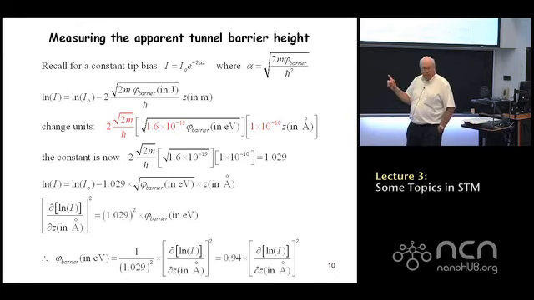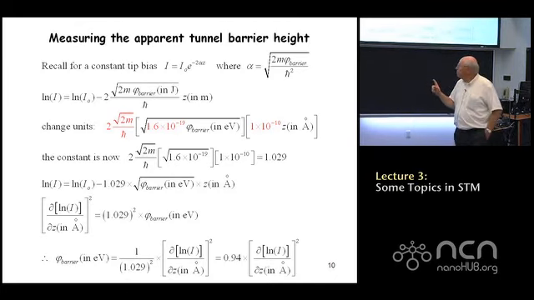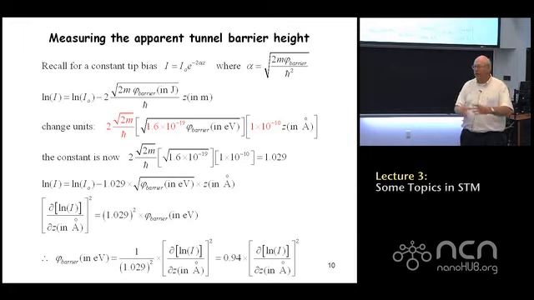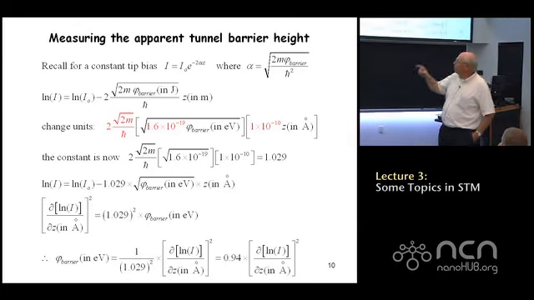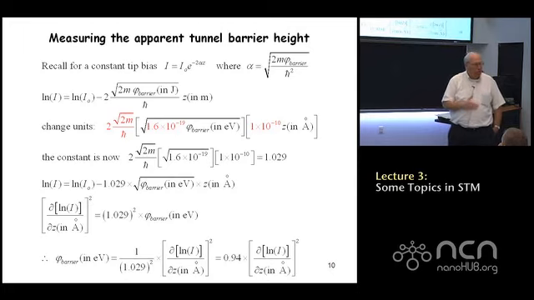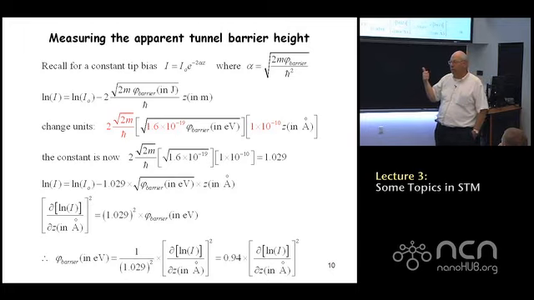I wanted to say something about the apparent tunnel barrier height, this parameter phi that appears in all this discussion of scanning tunneling microscopy. That's a very important parameter because if you think about it, that phi barrier quantity determines the attenuation coefficient alpha that determines the exponential dependence of the tunnel current with position z. Right? And so if you want to know how rapidly the tunnel current falls off as the distance between the tip and the substrate is varied, you've got to make a measurement of that barrier height phi.